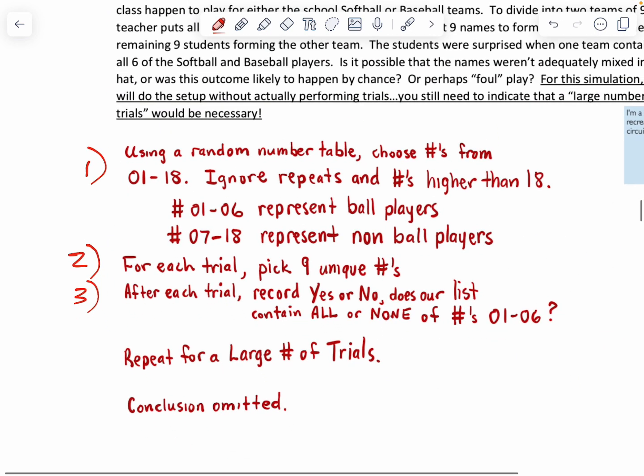Once I have my 9 numbers, I think in class I wrote hypothetically 9 different numbers on the board between numbers 1 and 18, and we circled the ones that happen to be baseball and softball players. So step 3 is yes or no. Do I have all of the numbers 1 through 6 on one team? Or spoiler alert, if you have none of the numbers 1 through 6 on one team, that means they're all on the other team, so that would still be a yes. Then I would repeat the process 10 times, and then I would write my conclusion. So that is step 4, and that is step 5. Great. Now let's talk about the last one.